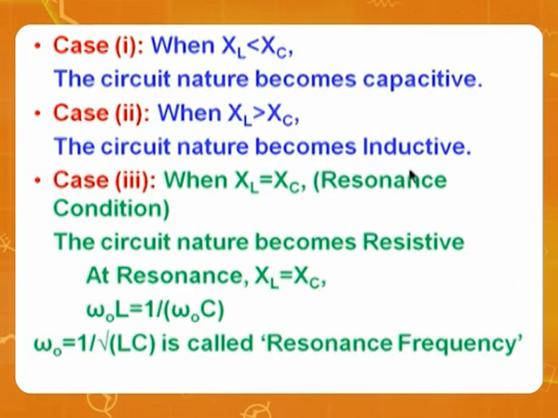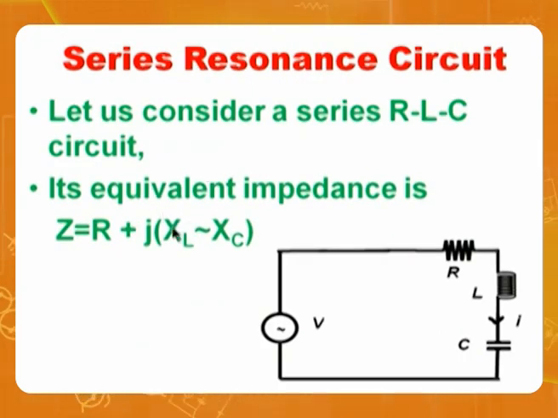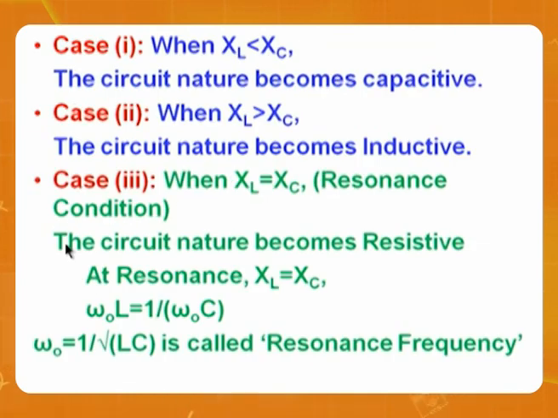Now I am going to make some cases. If XL is lesser, the circuit will become capacitive, negative. If XL is more, the circuit will become positive. Positive means inductive. If both are equal, the circuit becomes resistive because the values will cancel. XL and XC will cancel. It will be left purely resistive. When it is left as resistive, we call it resonance.